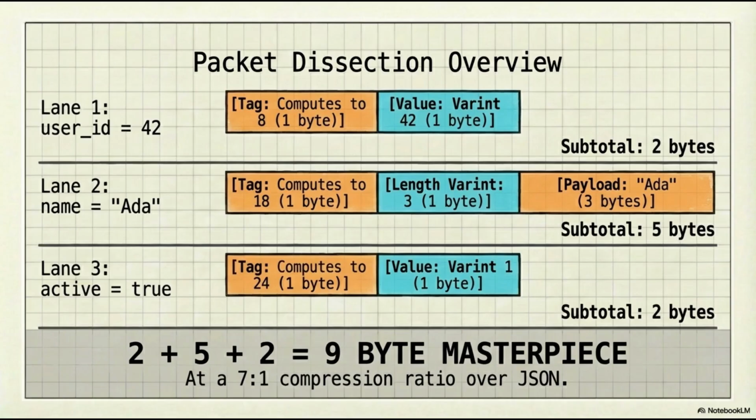Imagine a simple message with 3 fields. Okay, lay it on me. Field 1 is an int32, user ID set to 42. Field 2 is a string, name, set to Ada. Field 3 is a Boolean, active, set to true. Let's do the math on the wire.